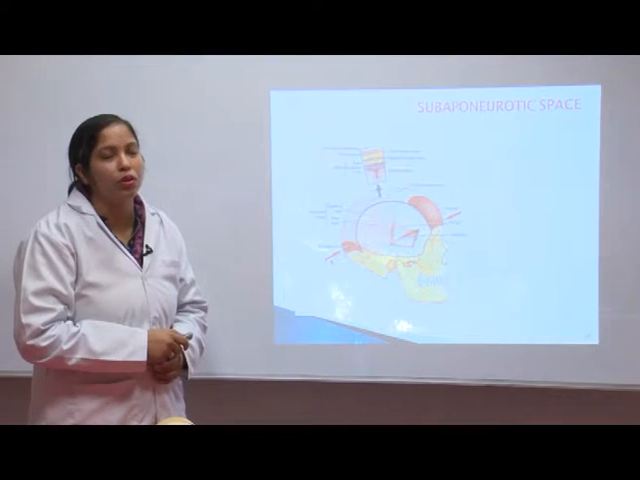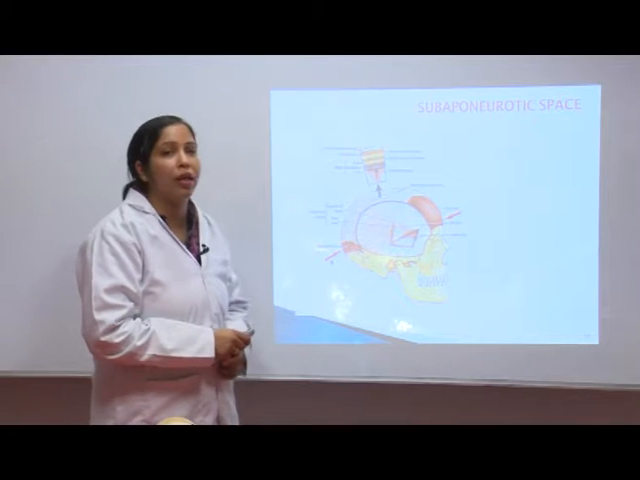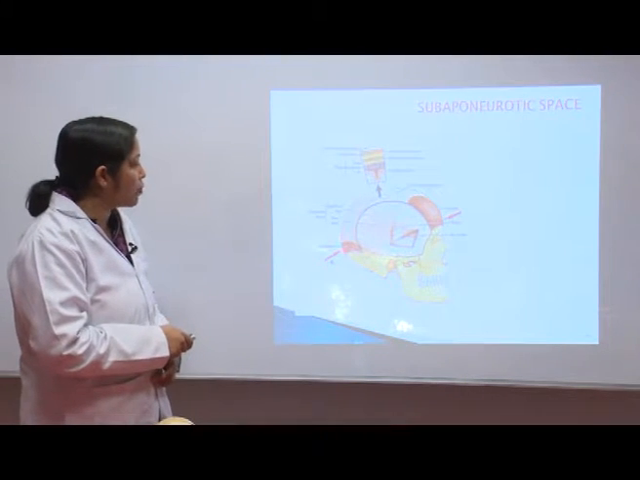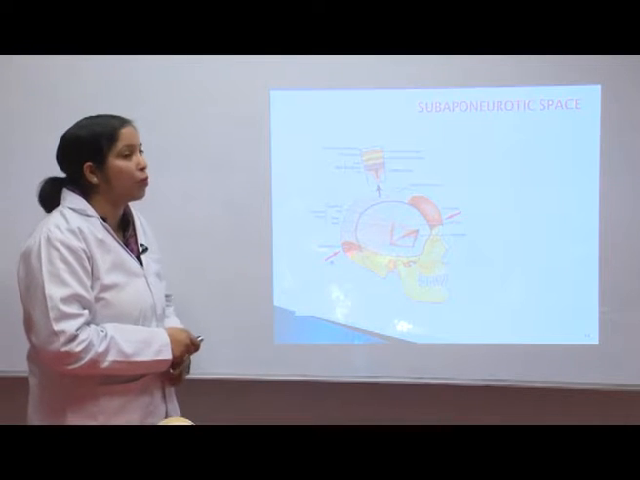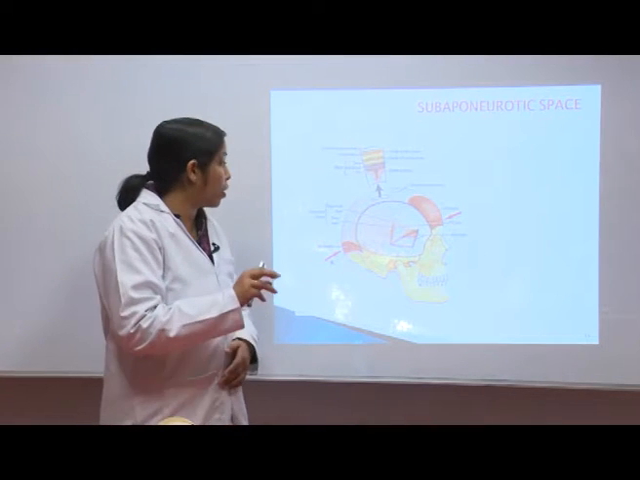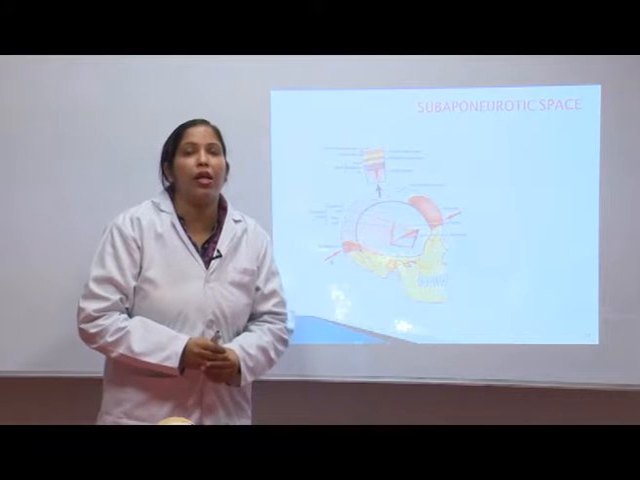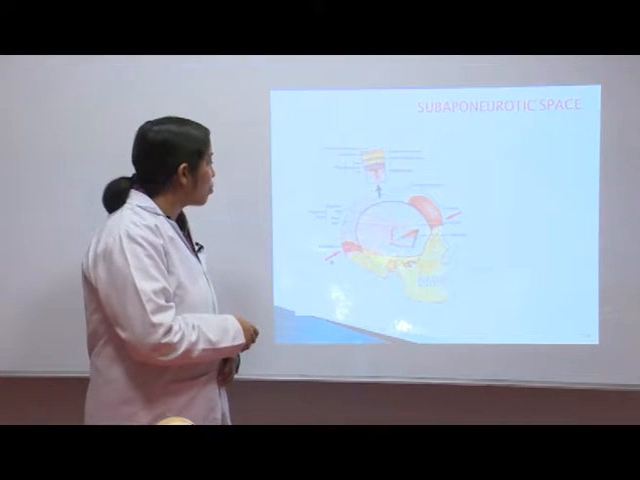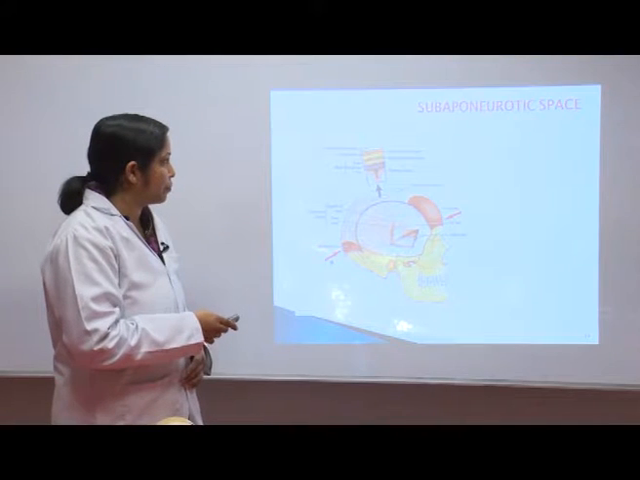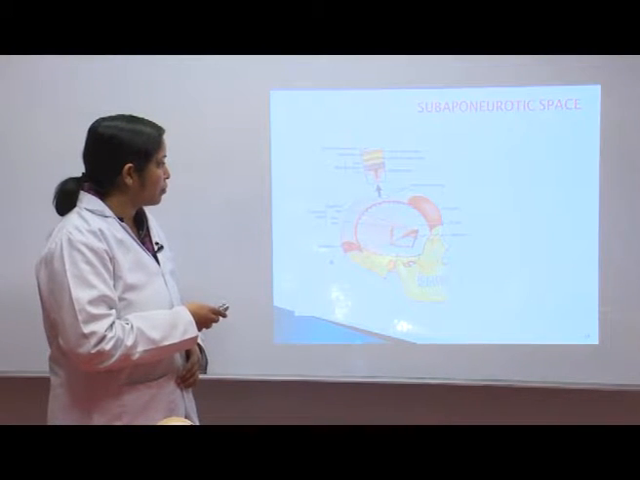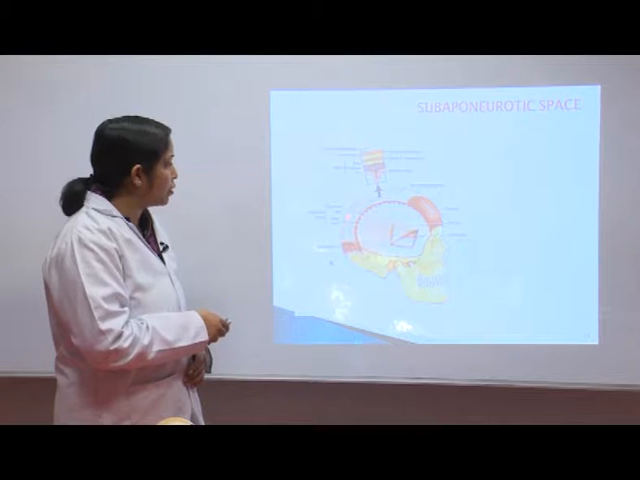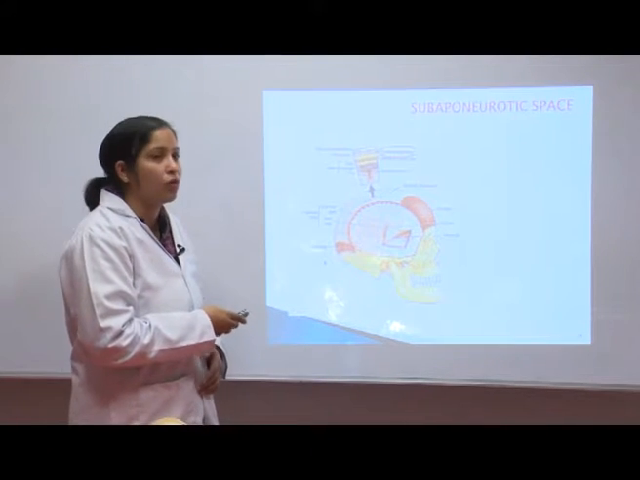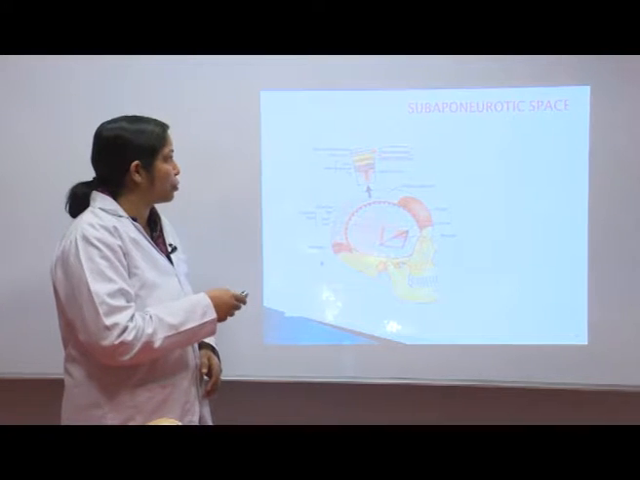As you all know, the frontal belly does not have any bony attachment. On the posterior aspect it is limited by the superior nuchal line. As you know, the occipital bellies are attached to the superior nuchal line. So here it is showing the extent of the subaponeurotic space, that is the layer of loose areolar tissue.